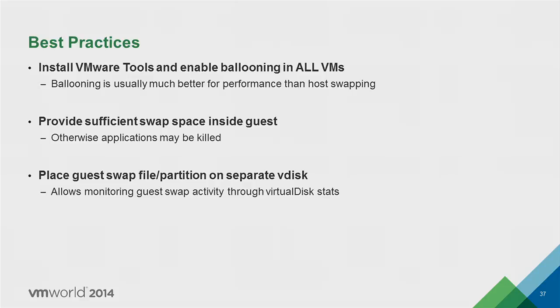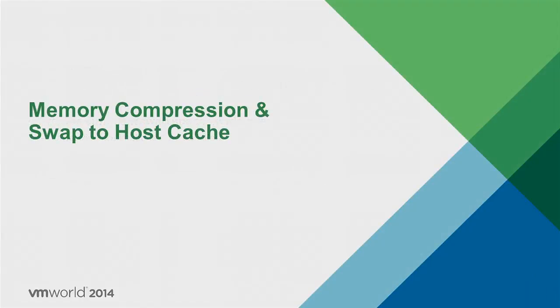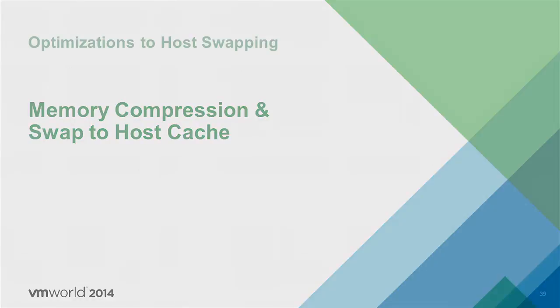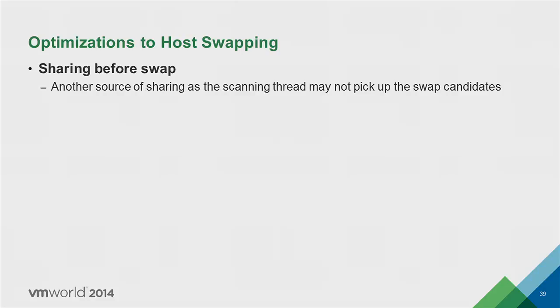Note that using ballooning to reclaim memory takes some time, because guest memory allocation cannot be done immediately. In the case where the host free memory drops too quickly, we have to use host swapping to reclaim memory. We have some performance optimizations to help improve host swapping performance, which are memory compression and swap to SSD.